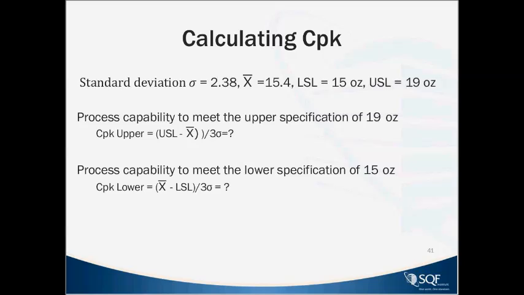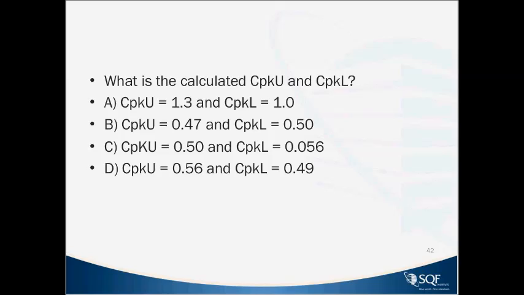Okay, let's see what answers you've got. So your right answer should have been answer C. CPK upper 0.5, CPK lower of 0.56. Both of those numbers are below 1, so not very good.